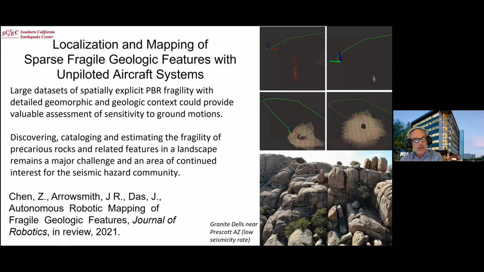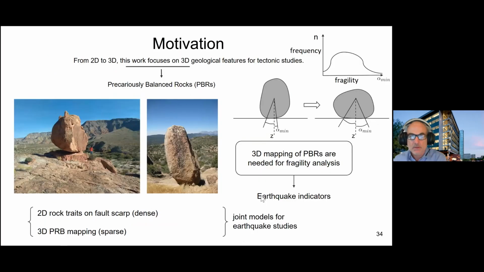But the idea we have is that large data sets of spatially explicit PBR fragility, with detailed geomorphic and geologic context, could provide valuable assessment of sensitivity to ground motions. So we need to find all the PBRs in a landscape. And the idea, maybe people know PBRs or not, but we can look at their fragility, which often is simply characterized as the angle between the vertical, the gravity vector from the centroid, and the rocking points. What's the minimum angle?